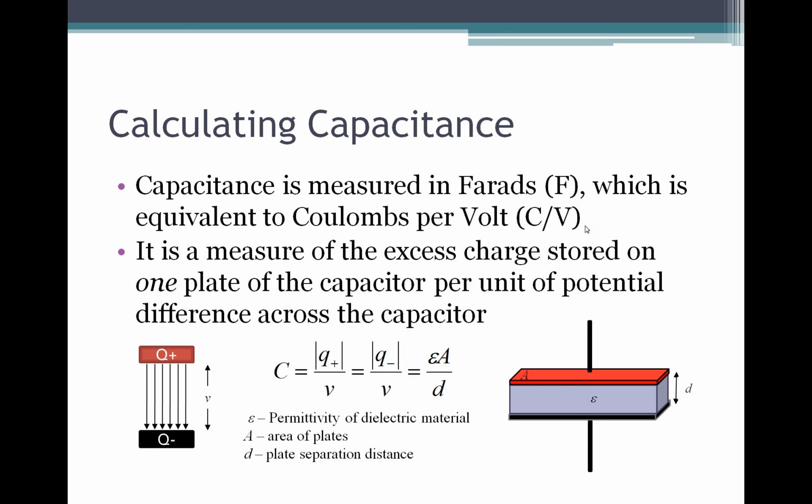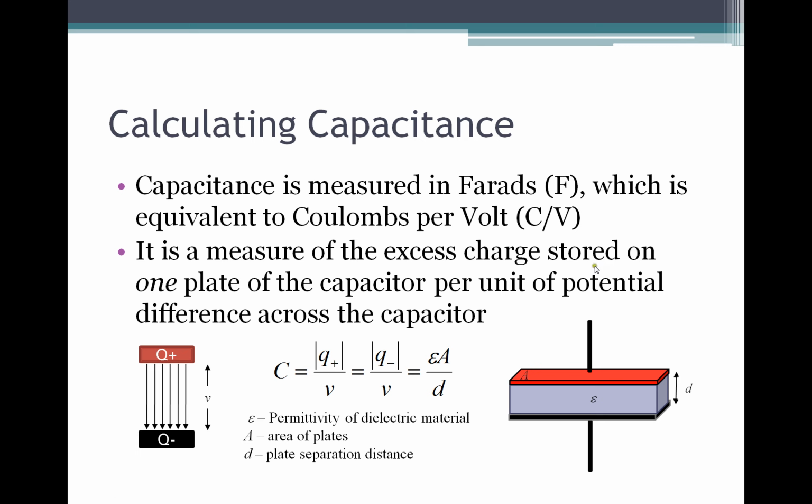Alright, now we can calculate or we can quantify how much charge is stored on one of the parallel plates of the capacitor per amount of potential that's applied. And that is called capacitance, and it is measured in farads, which is equivalent to coulombs per volt. Alright, and it measures the excess charge stored on one plate of the capacitor per unit of potential difference across the capacitor.